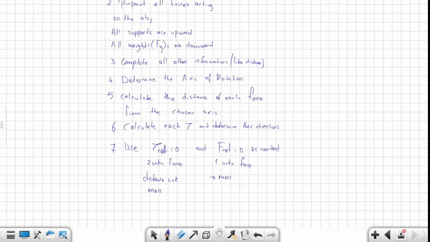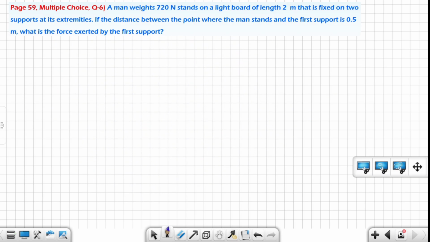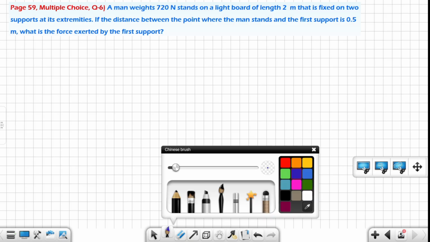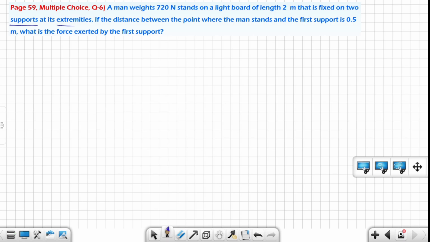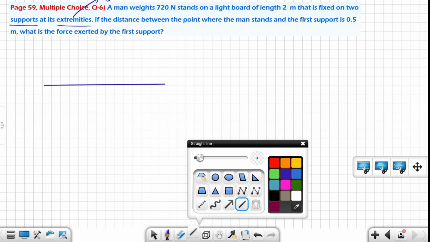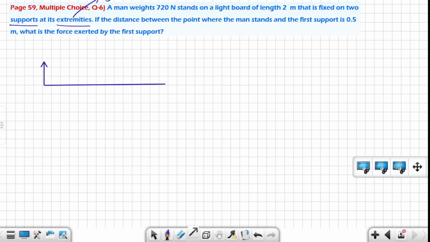Let us solve some examples. A man weighs 720 Newton, stands on a light board of length 2 meters that's fixed on 2 supports at its extremities. So, support means the forces are upward, but extremities means that it is at the ends. So, let me apply the first step, which was drawing a straight line. And now I will apply all forces. I have 2 supports at both ends. So the supports are upward.